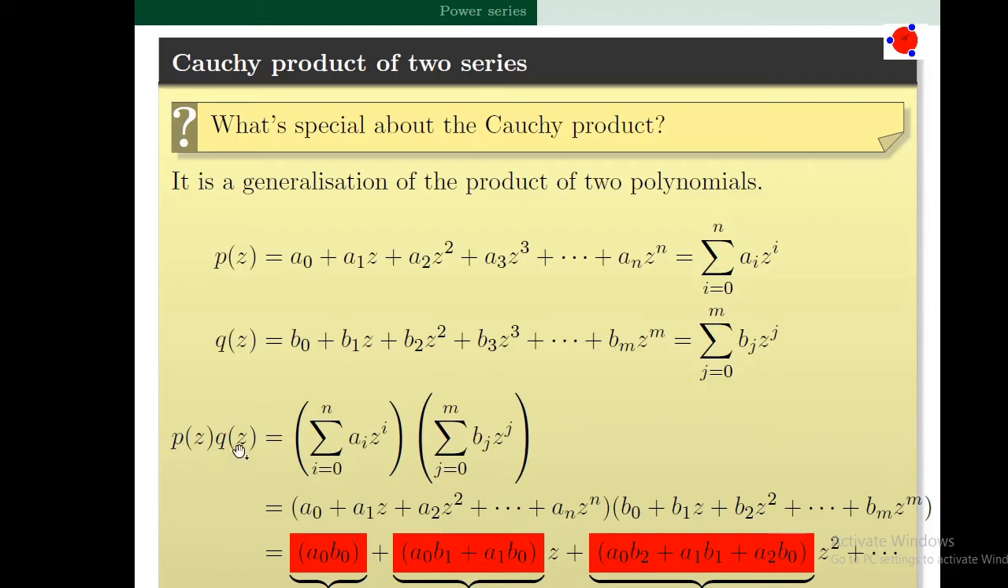Then consider the product of the polynomials p(z) and q(z). Now the polynomial p(z) q(z) is a polynomial of degree m plus n, and it is a0 b0 plus a0 b1 plus a1 b0 into z. Here the constant term is a0 b0 and the coefficient of z is a0 b1 plus a1 b0, that is c1, plus the coefficient of z squared, that is a0 b2 plus a1 b1 plus a2 b0, and so on. Here we have only a finite number of terms.